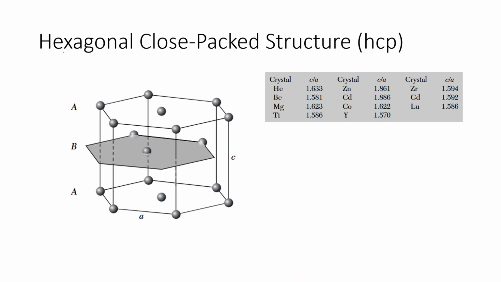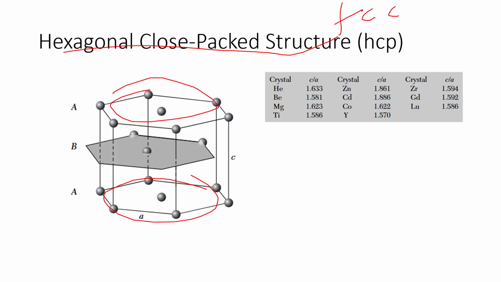Hexagonal close packing. Nature loves it. So nature loves two things: nature loves FCC and nature loves HCP. And interestingly enough, both packing fractions are equal. Here we can see this hexagon at the top. Here we can see a hexagon at the top. And here you can see the B layer which has three lattice points. So this is the hexagonal close packing structure.